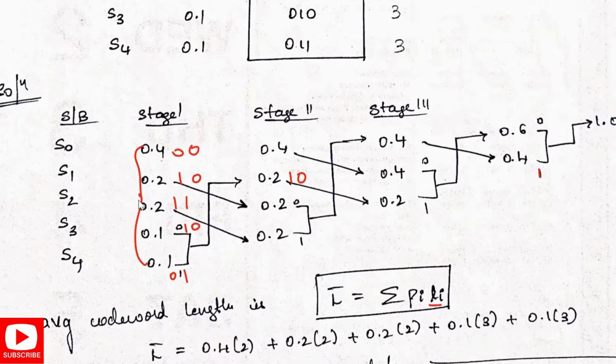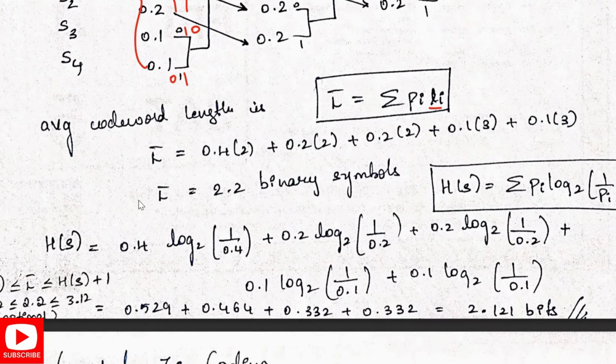So by this you need to substitute those lengths here and you will get the L bar as 2.2 binary symbols. Next, find the entropy using the formula and the probabilities, and hence you can write it as H(S) is less than L is less than H(S) plus 1. So this is the optimal solution.